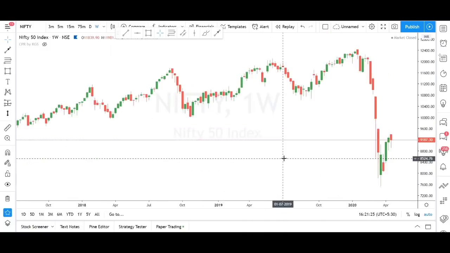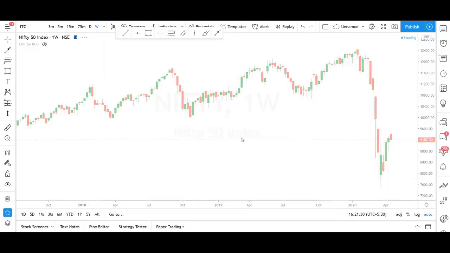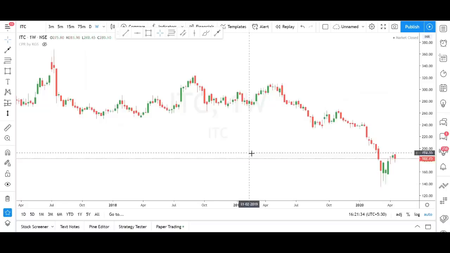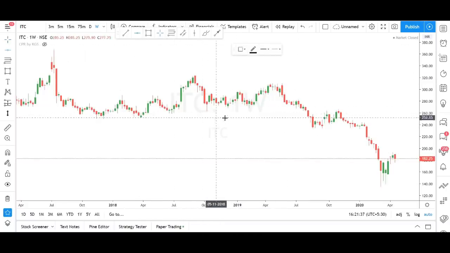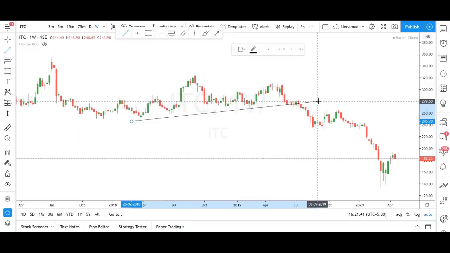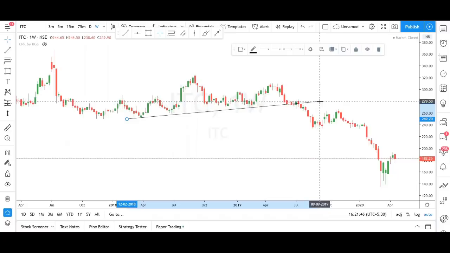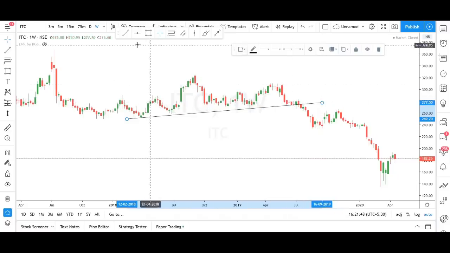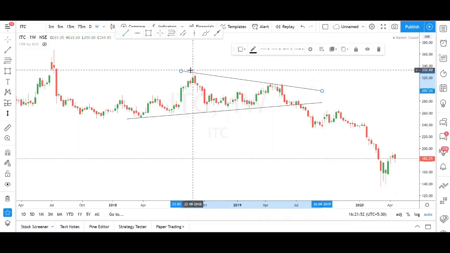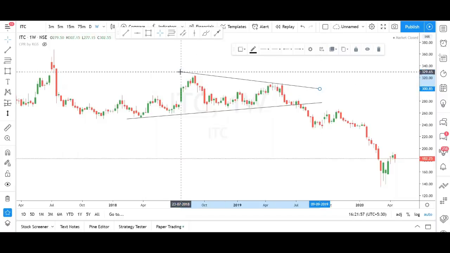What will I do? I will select any stock like ITC and I will look for some high probable setups, whether in the weekly chart there is a breakout. Like this, I will be focusing on some high probable stocks. Even if I am selecting ITC from that list, I will do my analysis like this.